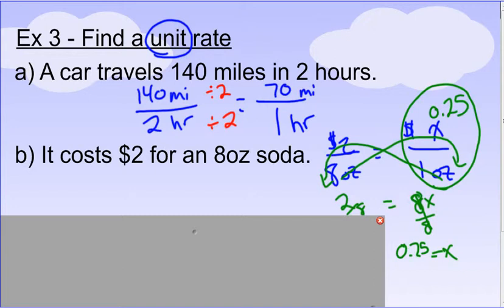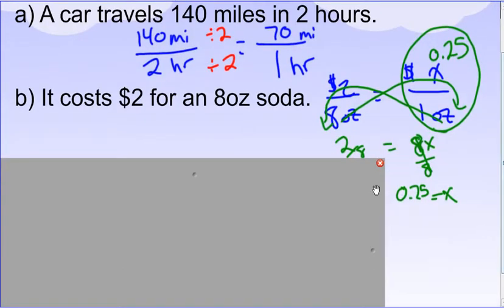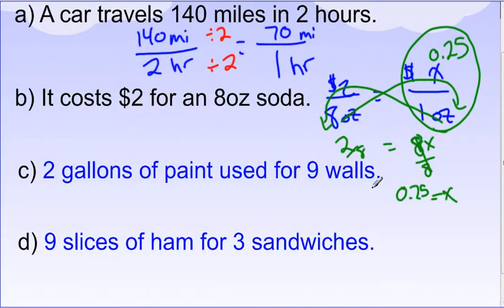Speaking of you doing problems, you've got letters C and D to do right now. Copy them down, pause the video, do them on your own. When you're ready to continue, hit play, and we'll go through them together. Okay, you should be done, so let's see what we got here.